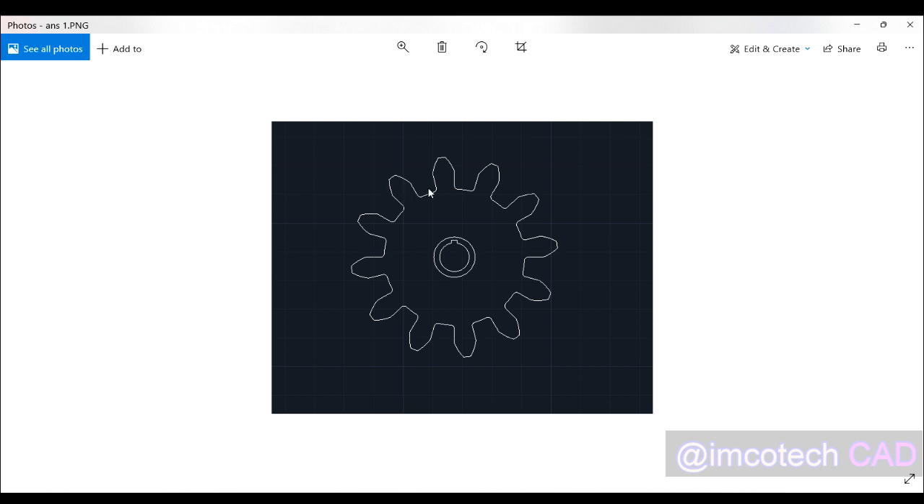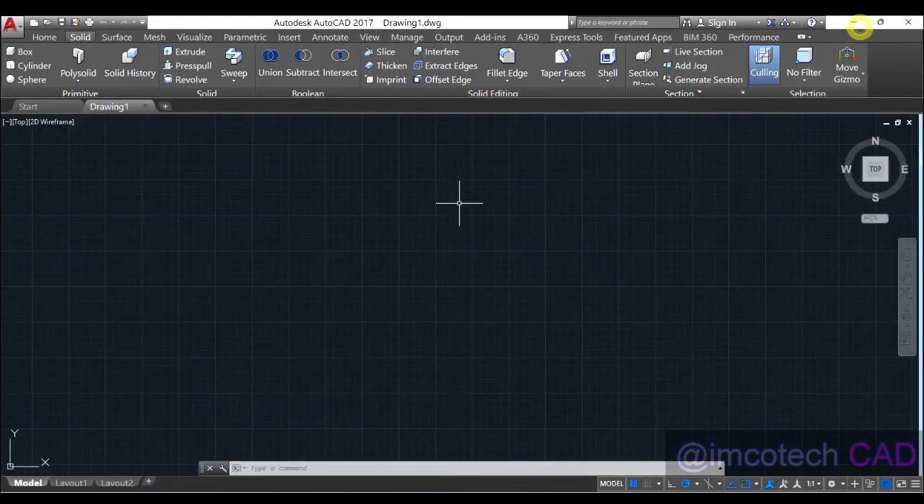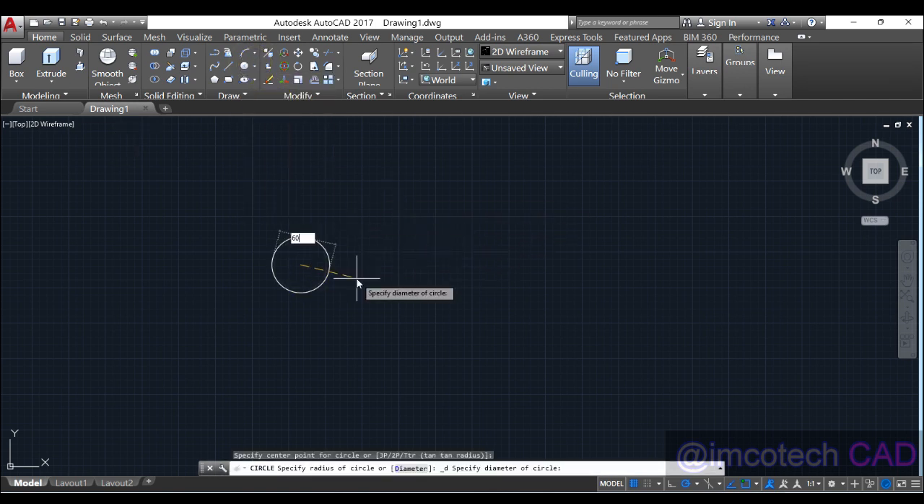Okay, so let's start right away. Since you know the basics now, we're going to first determine the pitch circle diameter, which is the most important of it all. If you have the pitch circle, you can determine the addendum and the dedendum, then the addendum circle diameter and the dedendum circle diameter, and then we'll find the base circle. So this is the basic calculation we need to make. Pitch circle diameter, PCD, is module times number of teeth, which is 12 times 5, 60 millimeters. So we're going to go to home, draw center diameter 60 mm.